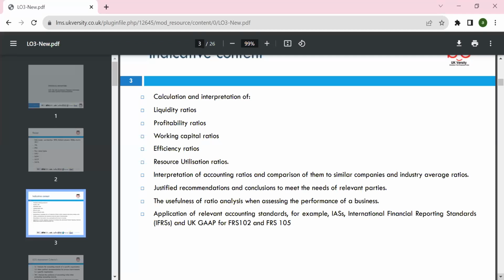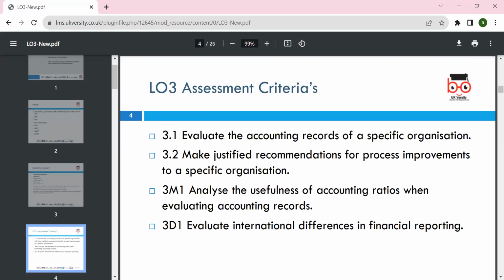These can be applications of relevant accounting standards. That will be in our discussion, and we'll go through GAAP, generally accepted accounting principles, and FRS 102, which is the UK standard. IFRS is the international standard and FRS is the local standard, which is financial reporting standards. So that will be in our discussion. These are all the assessment criteria: evaluate accounting records, make justified recommendations, analyze useful accounting ratios, and evaluate. So we can do all these.